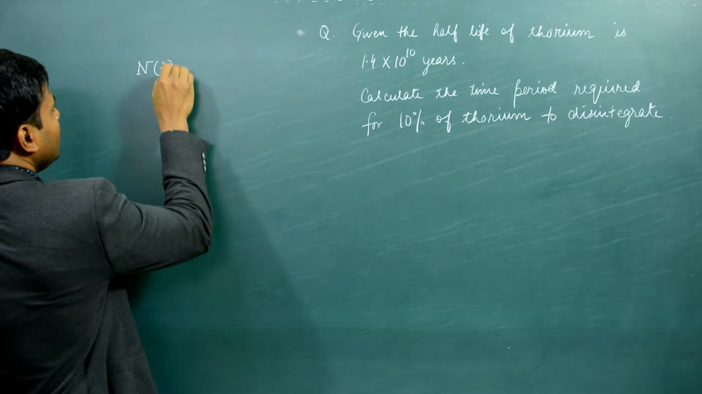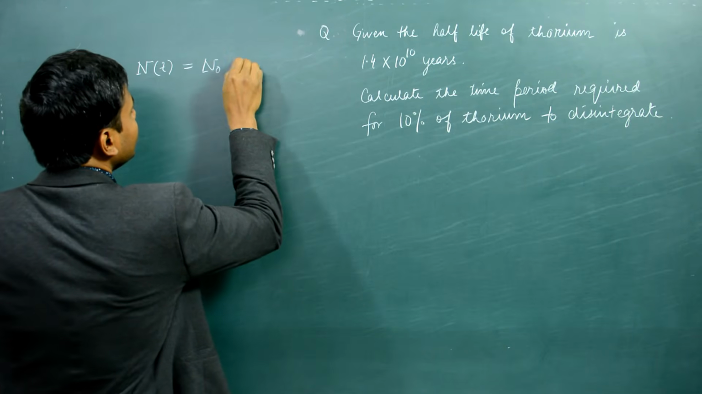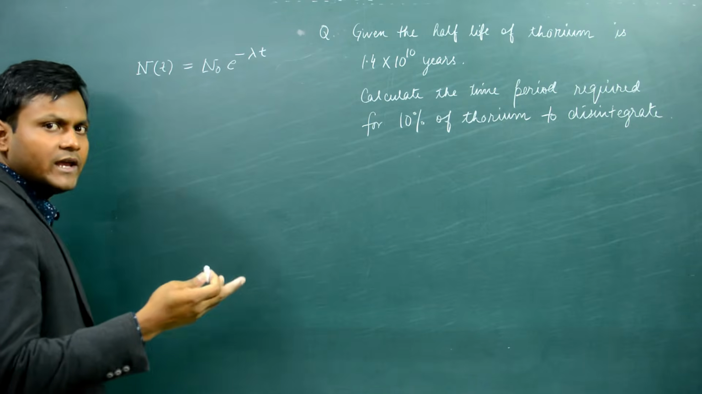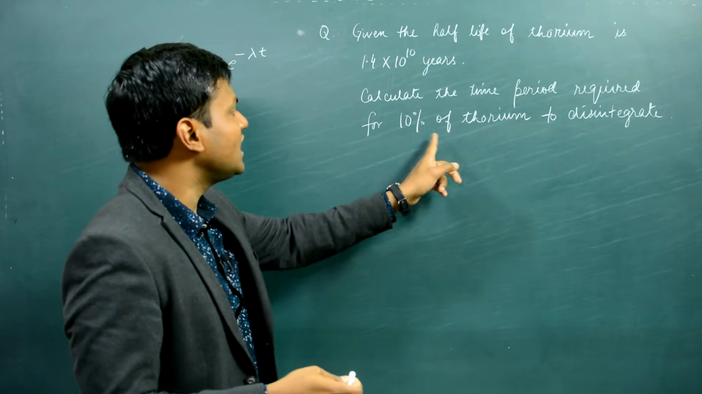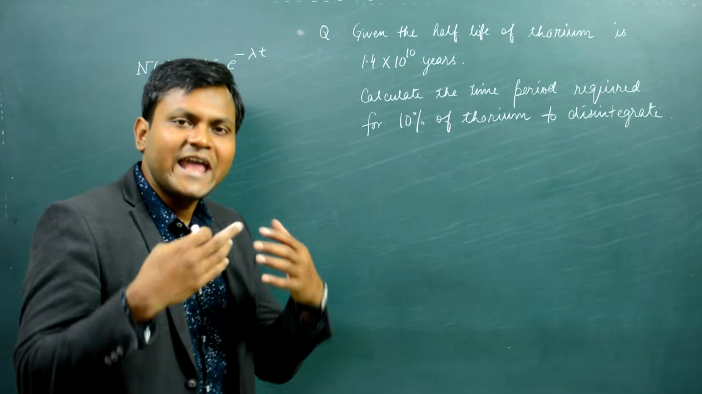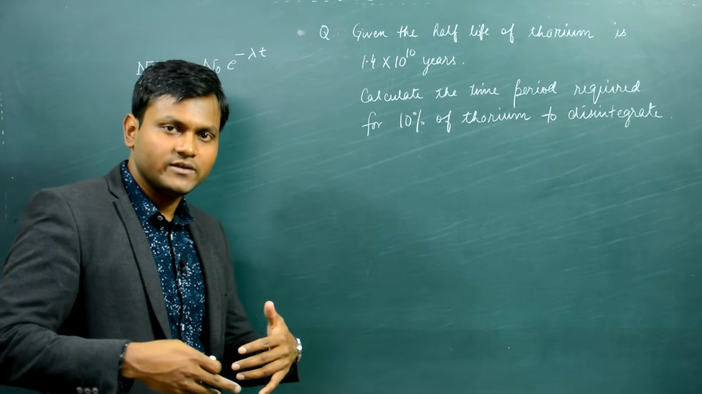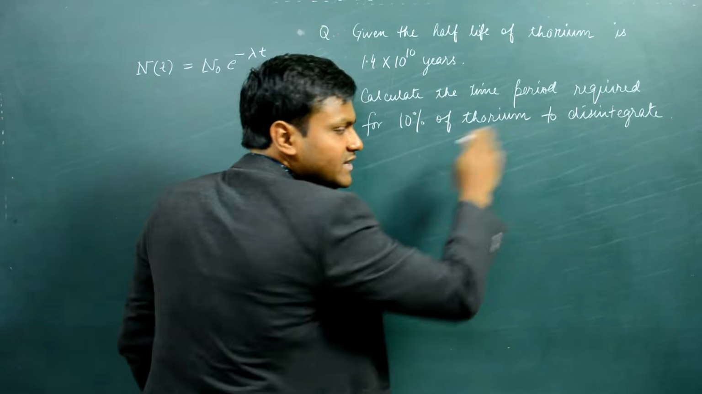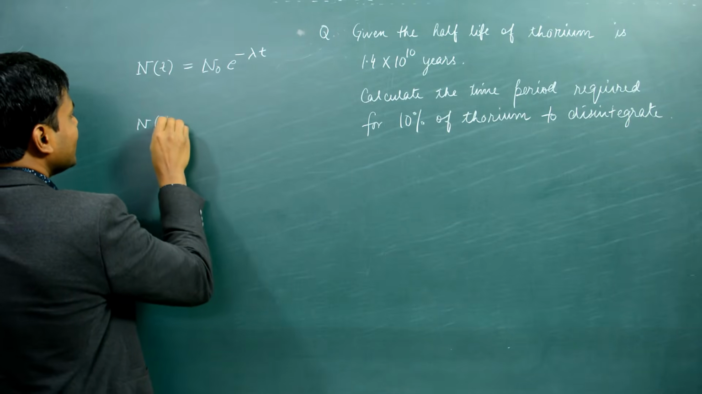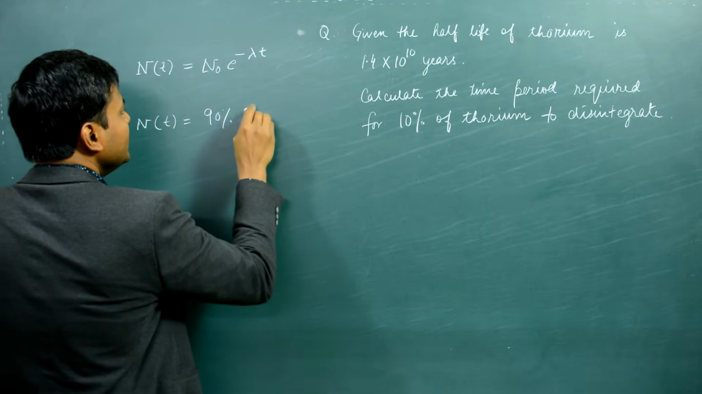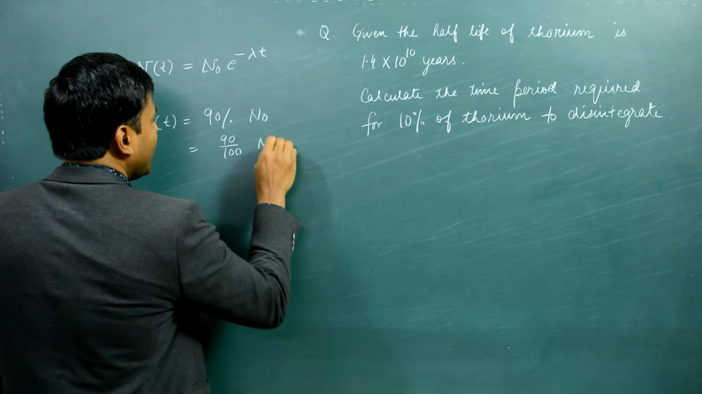So the number of thorium at some given time is basically equal to N naught, which is the initial number of thorium particles, e to the power minus lambda t, right? Now let's suppose initially 100% of thorium is there, and after some time 10% of thorium has undergone radioactive disintegration. If 10% has disintegrated, how much remains? 90%, right? So Nt is nothing but 90% of the initial thorium, which is equal to 90 upon 100 of N naught.